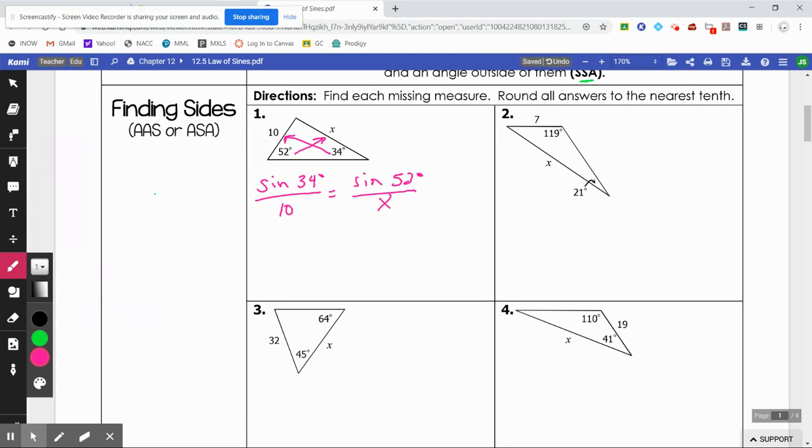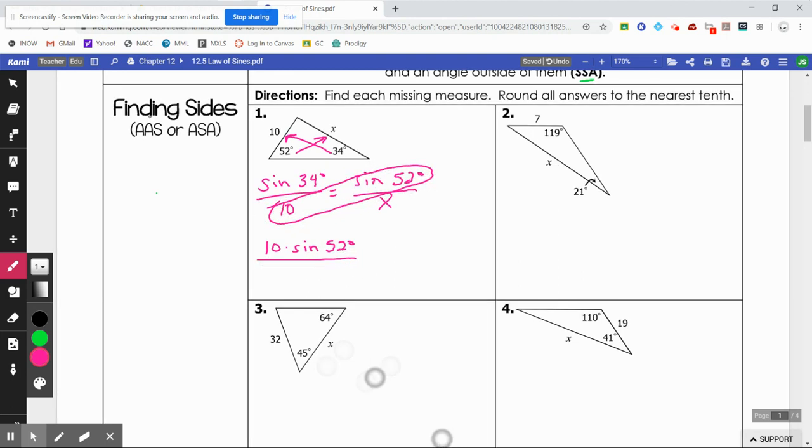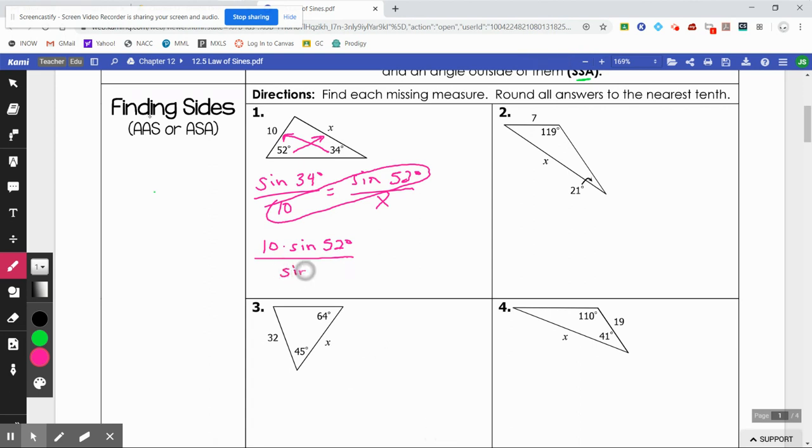Now if this were an ACT test, we don't have to use calculators, so how would they leave this answer? Well, to solve a proportion, we multiply the two diagonals. So 10 and sine of 52 are diagonals of each other, and then we divide by the other value. So that's how you're going to type that into your calculator. To find the value of x, we're going to do 10 times sine of 52, and divide that by the sine of 34. And when you do that, you should get about 14.1. So that would be your missing side length.